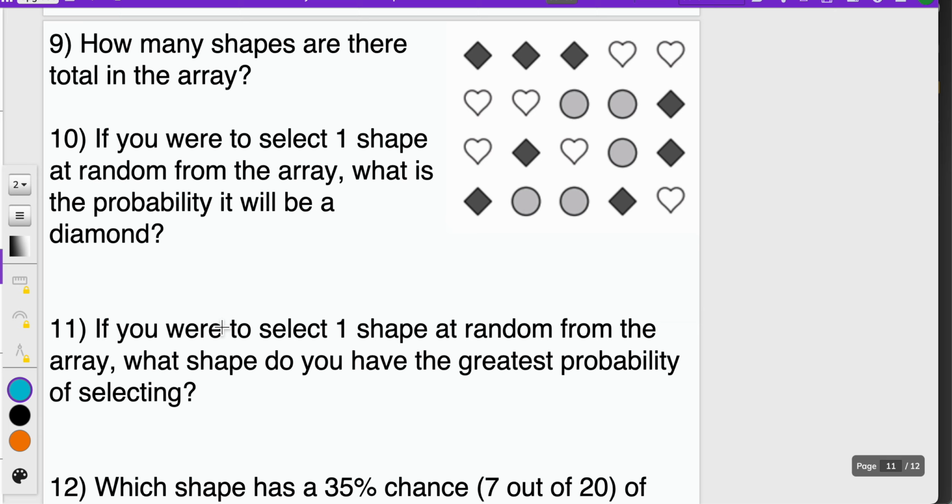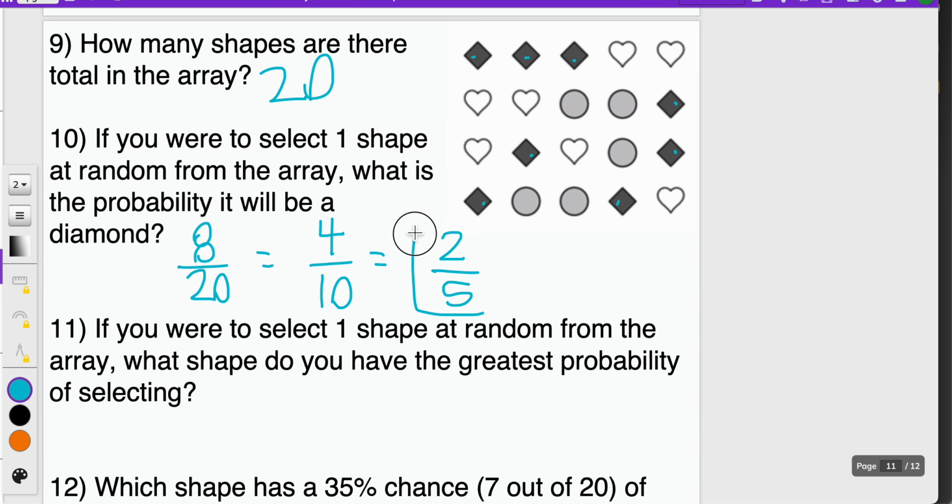All right, next up, we're getting towards the end here of our notes. How many shapes are there in the total array? So if I'm counting here, I've got 5 across and 4 down, so that's 20 shapes. If you were to select one shape at random from the array, what's the probability it'll be a diamond? So diamonds are 1, 2, 3, 4, 5, 6, 7, 8 out of 20. 8 out of 20 is going to simplify to 4 out of 10 or 2 out of 5.